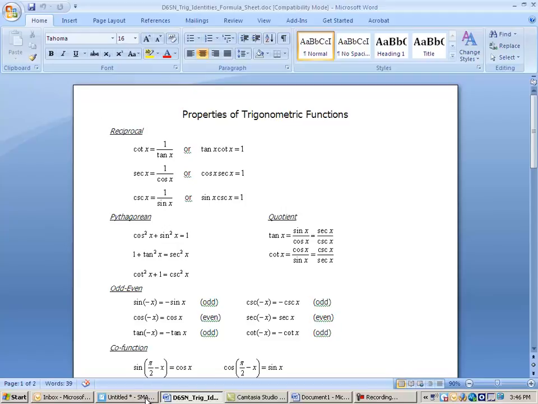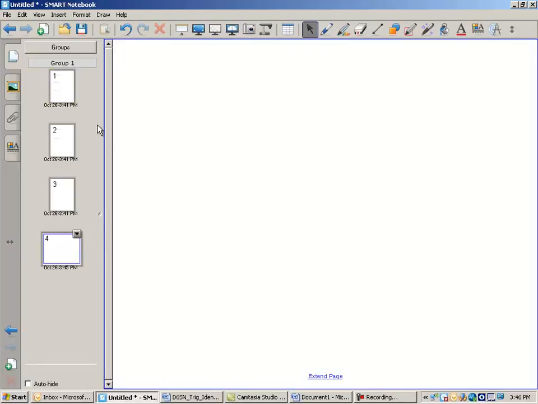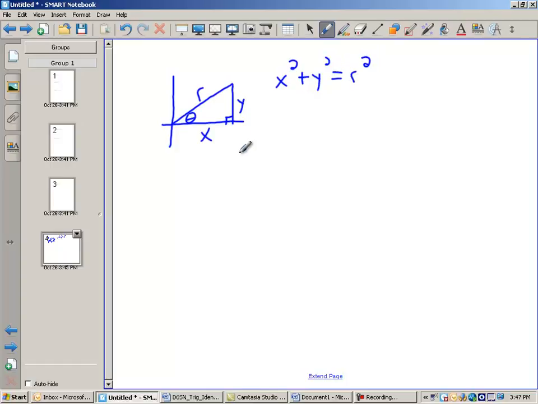Alright, what I would like to do first is show you one of our Pythagorean identities. We are going to start with a little picture. If I just have this little triangle here, with x, y, and r, and theta is the angle, we call that our reference angle. If this is a right angle, then we have a Pythagorean theorem relationship: x squared plus y squared is equal to r squared.